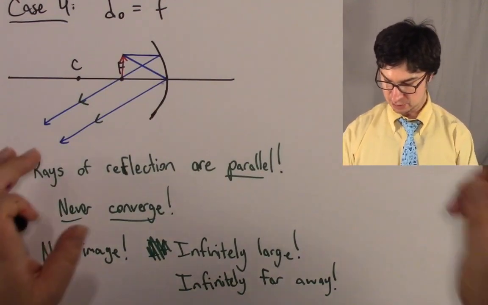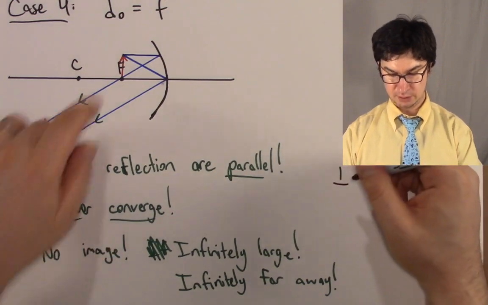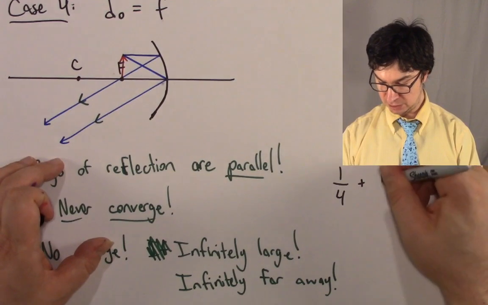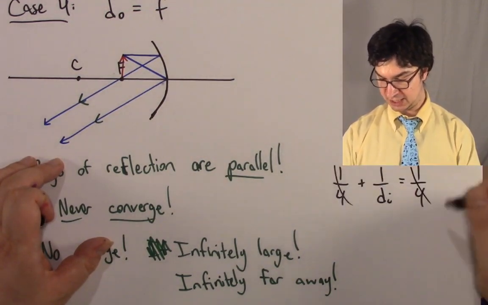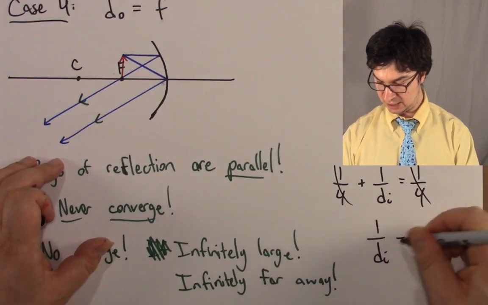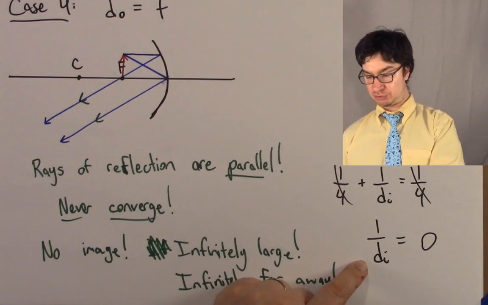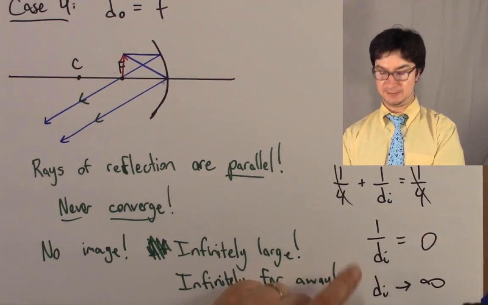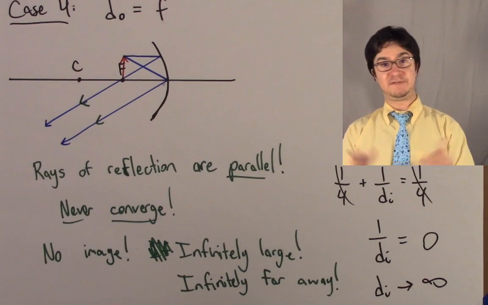Because if we set up the mirror equation where we have 1 over do, if we're located at the focal point, that means we're located at f, plus 1 over the image distance is equal to 1 over f. You can see here the 1 over f terms cancel. We get 1 over di equals 0. And the only way that can be true is if di approaches infinity. And that's what we meant by saying that the image is infinitely far away. And we can also prove there that the image is infinitely large.